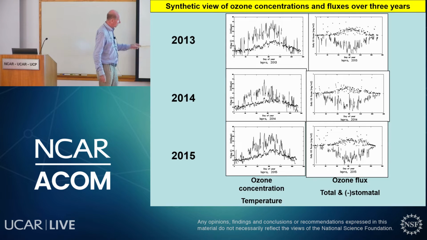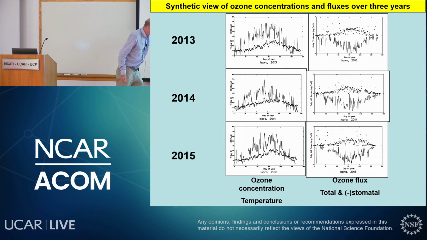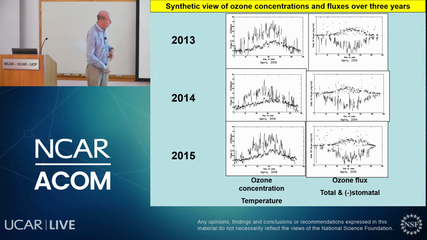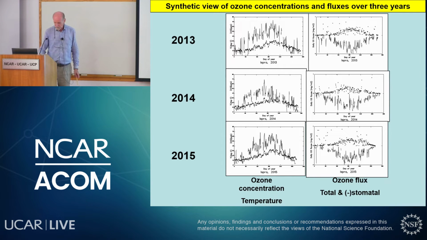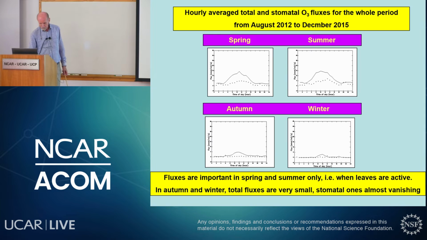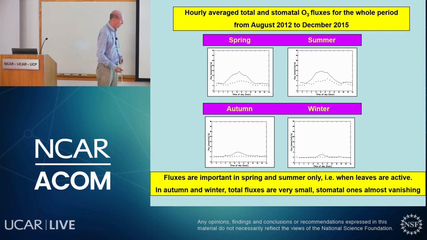You have the ozone concentration, the temperature, then the fluxes. The total is here negative, and I multiplied by -1 for the stomatal ones so you see better what the data are. Then we also calculated some average days by season: spring, summer, autumn, and winter. And as you can see, of course, in winter there is practically no ozone flux because there are no stomata.